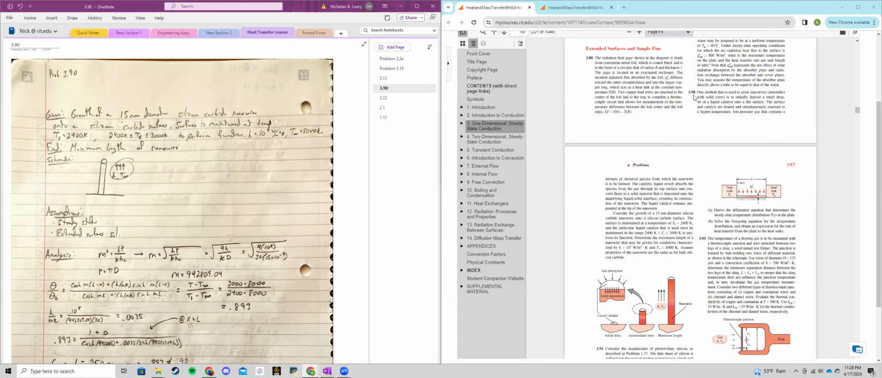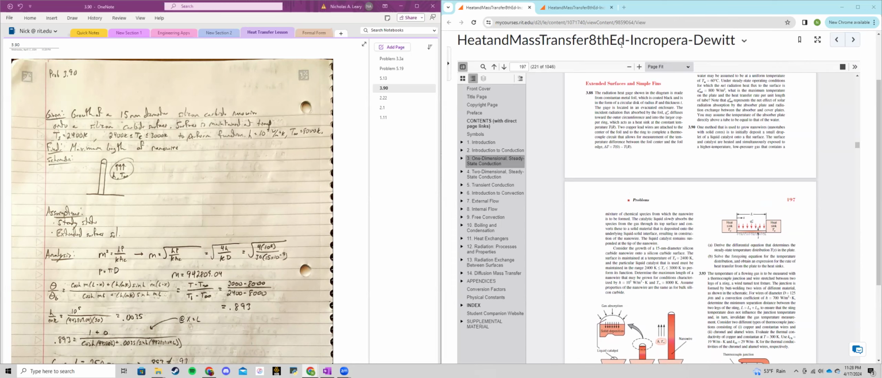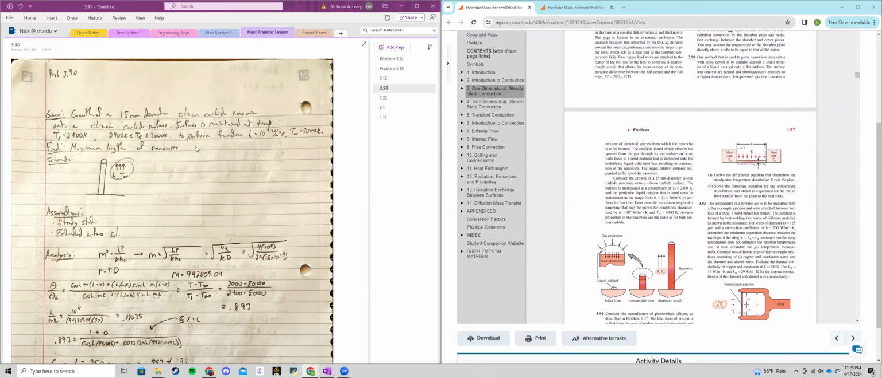Okay, we are going to be solving question 3.90 from the Heat and Mass Transfer 8th edition textbook. Here we will be checking out extended surfaces, a really important topic used for a lot of dissipation of heat. A lot of heat exchangers and things like that use this technique to dissipate some of the heat from the base.